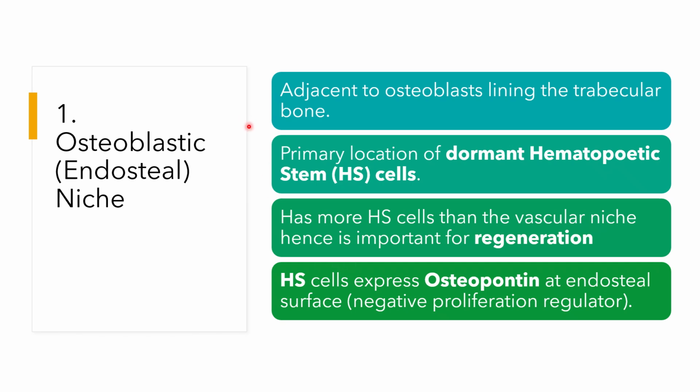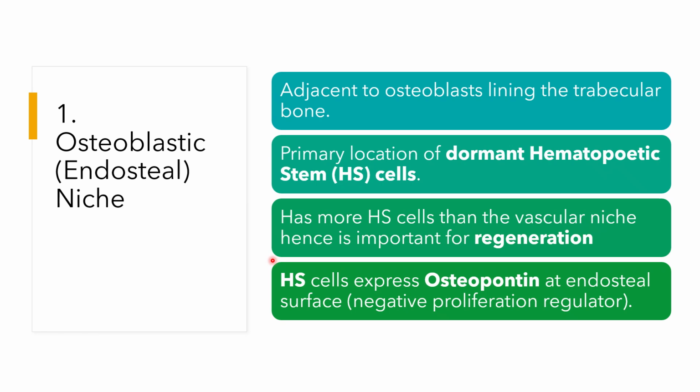So let's summarize what we've just read about the two niches. One is the osteoblastic niche, or the endosteal niche. As you can understand from the name itself, it is towards the trabecular lining of the bone. It is adjacent to the osteoblasts. They are a home to the dormant hematopoietic stem cells, and they have an important role in regeneration, and they express osteopontin at the endosteal surface.